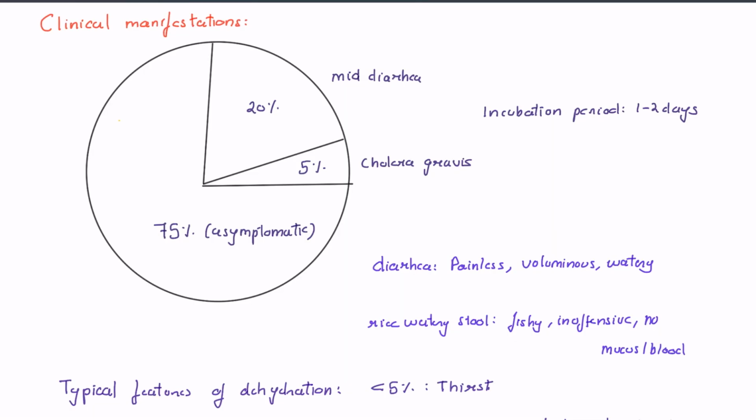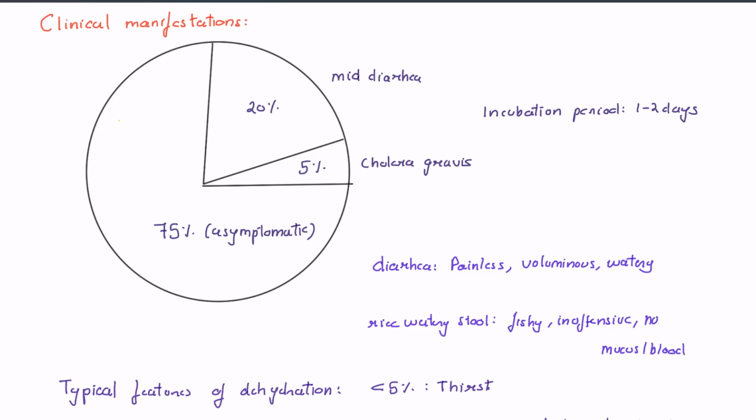Next we'll go to the clinical manifestations. 75% of them are asymptomatic, another 20% have mild diarrhea, and 5% of them have cholera gravis. It is a very serious situation where there is almost 10% body weight loss in the form of water, and the incubation period is 1 to 2 days. So if you consume food which was contaminated by cholera yesterday, it will affect you today.